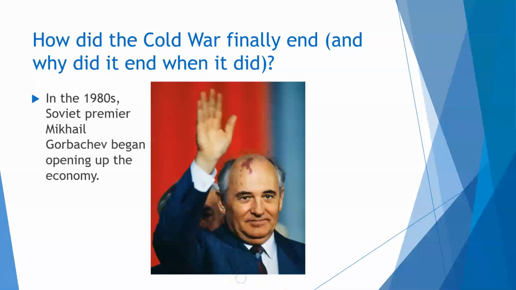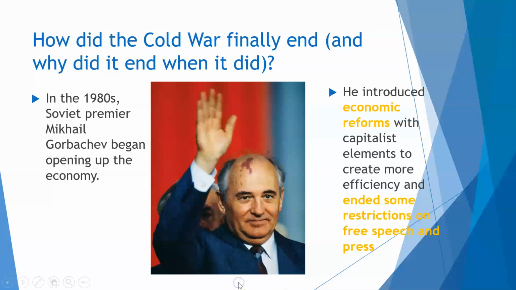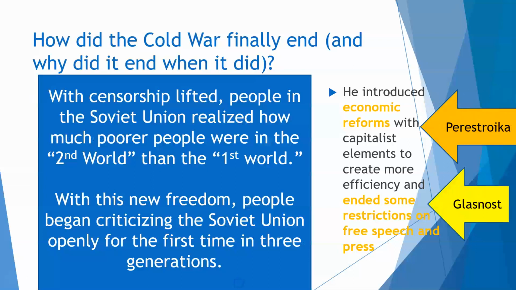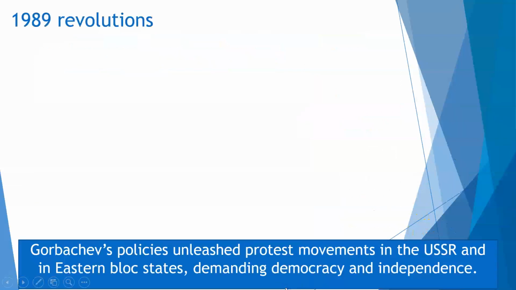In the 1980s, Soviet Premier Mikhail Gorbachev began opening up the economy for the first time. He introduced economic reforms with capitalist elements to create more efficiency, and he ended some restrictions on free speech in the press, two policies called Glasnost and Perestroika. With censorship lifted, people in the Soviet Union realized how much poorer people in the Second World were than the First World. With this new freedom, people began criticizing the Soviet Union openly for the first time in 3 generations, without punishment. And this led to these revolutions of 1989.